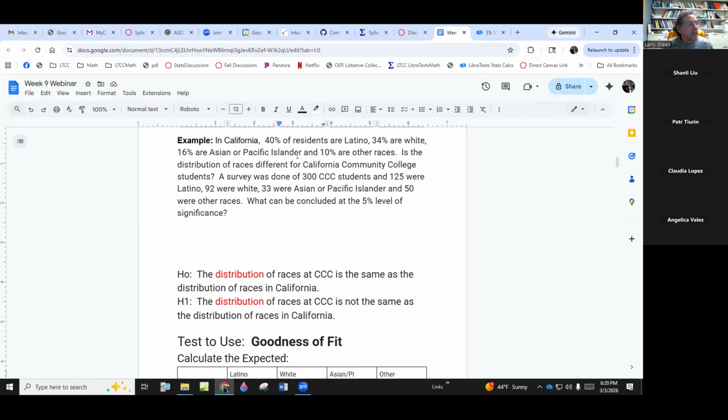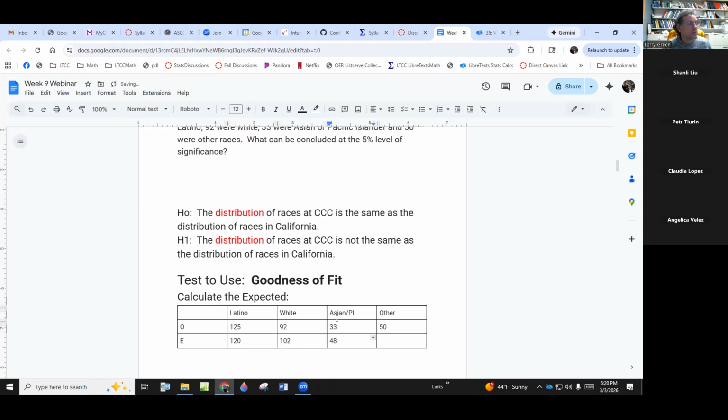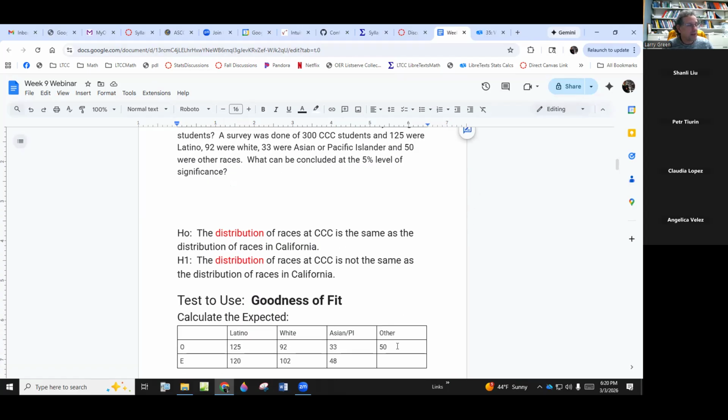Okay. And 16% are Asian Pacific Islander. 16% of 300 is 48. And then 10% are other races. So 10% of 300, that's easy. That's 30. Any questions about creating this table?